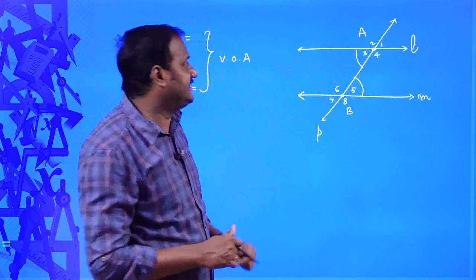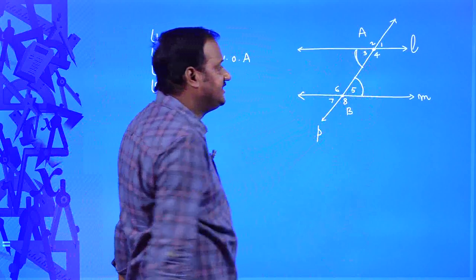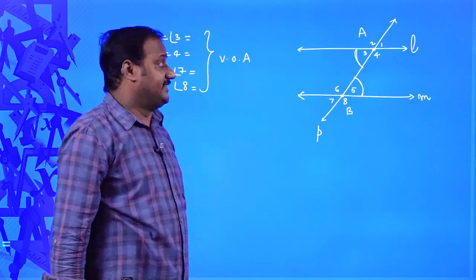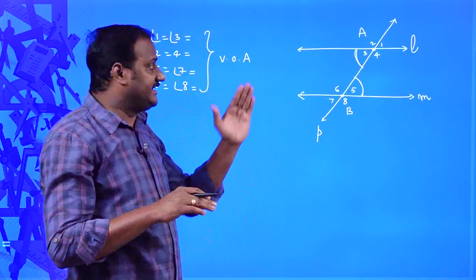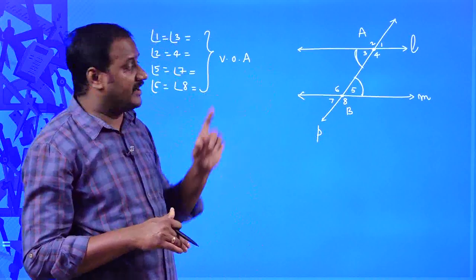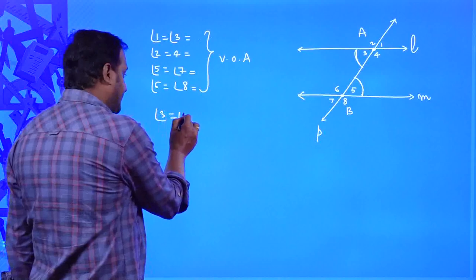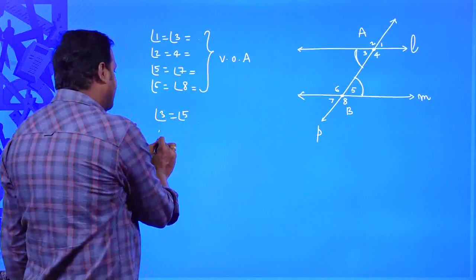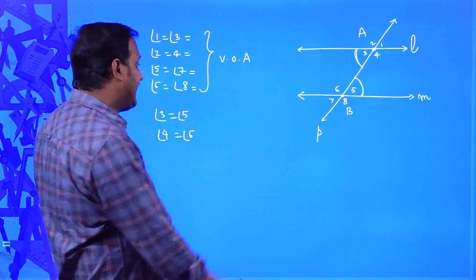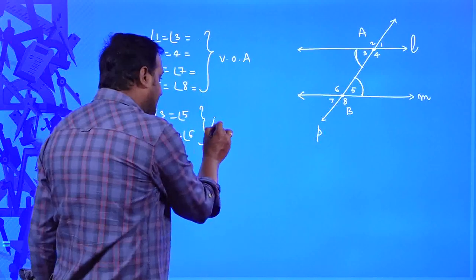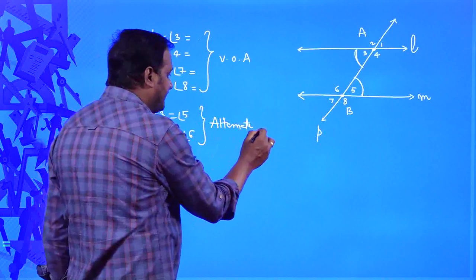What are those angles? See, angle 3 and angle 5, right? These two angles are in between the parallel lines, means these two are interior angles and lying either side of the transversal. What are those pairs of angles? Angle 3 and angle 5, as well as angle 4 and angle 6. This pair of angles are said to be alternate interior angles. What do you call them?